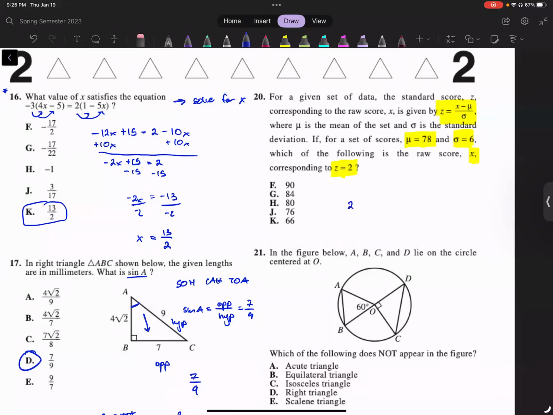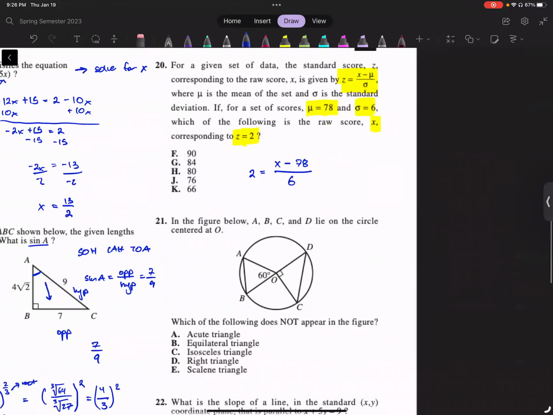So z is equal to 2. X I don't know. Mu I know is 78. Sigma is 6. From here, I just have to solve an equation. So 6 multiplied by 2, we're out of room so I'll put it up here, is equal to 12, which is equal to x minus 78. Add 78 to both sides, and you get x is equal to 90. Careful, you might miss the math and pick H, but 90 is the right answer.